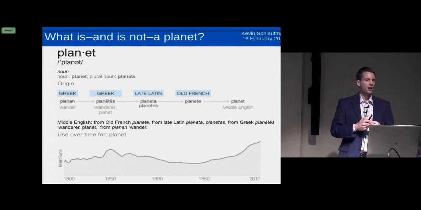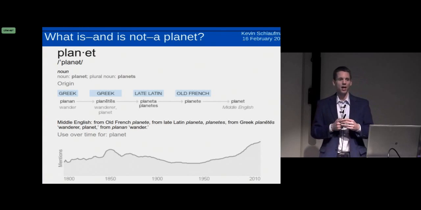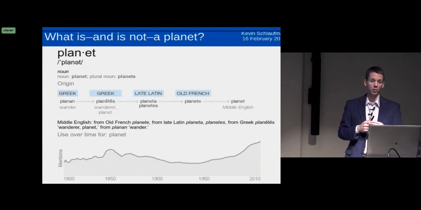If we were to go back and listen in on the debates of ancient Greek astronomers, there would be debates about what things they saw in the sky should be considered planets and what things should not be considered planets. And that question has continued more or less to this day.